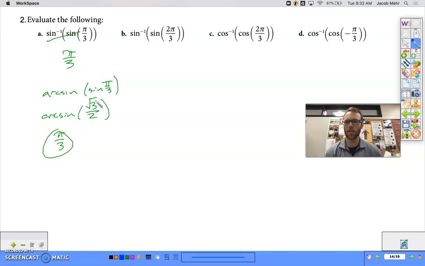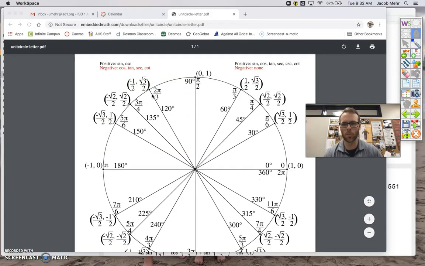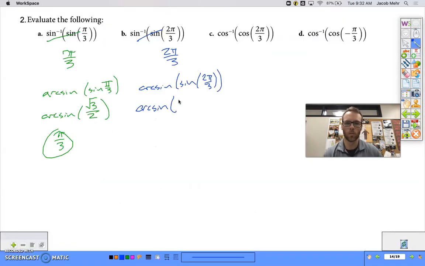Okay, so just like the last one, we say, okay, inverse, they're going to cancel. This is going to give me 2 pi over 3. But let's write this out and take the arc sine of the sine of 2 pi over 3. Well, this is the arc sine of, what's the sine of 2 pi over 3? So here we go, unit circle, 2 pi over 3. The sine is root 3 over 2.